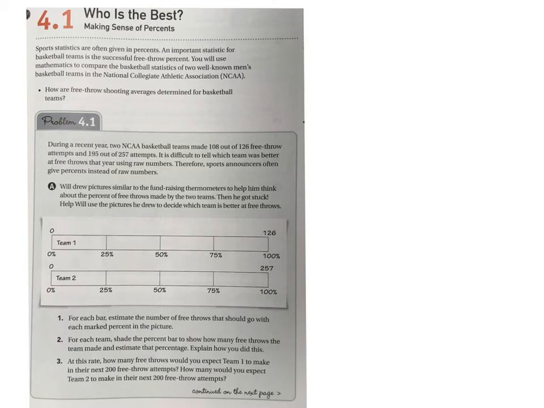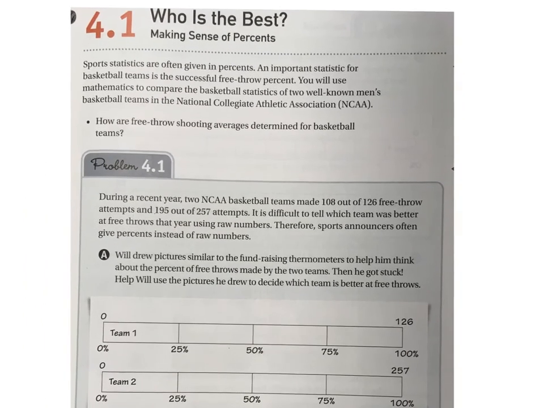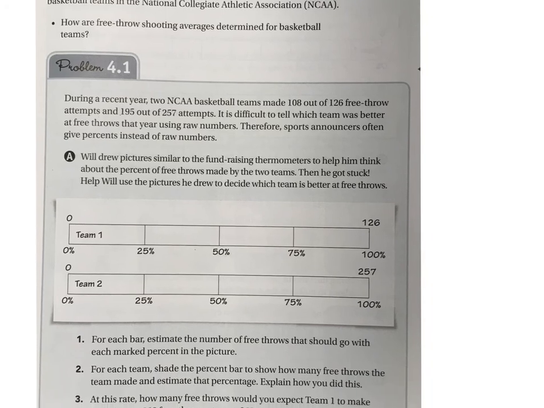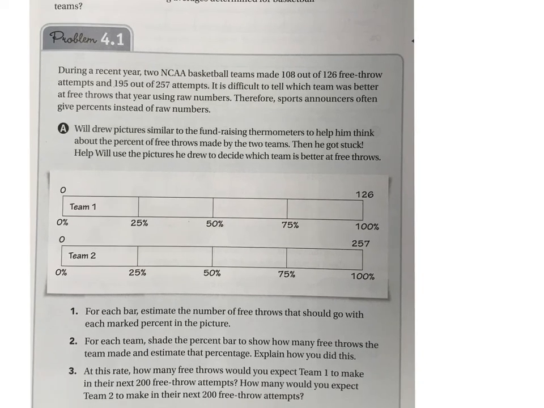In the problem today, the problem is called "Who is the best? Making sense of percents." So what you're going to do is figure out, it says during a recent year, 2 NCAA teams, one made 108 out of 126 free throws, and the other made 195 out of 257. This boy named Will drew pictures similar to the fundraising thermometers to help him think about percent of free throws made by the teams. Then he got stuck. Help Will use these pictures to decide who's a better team.